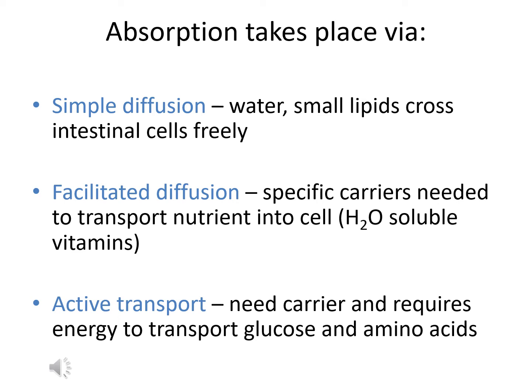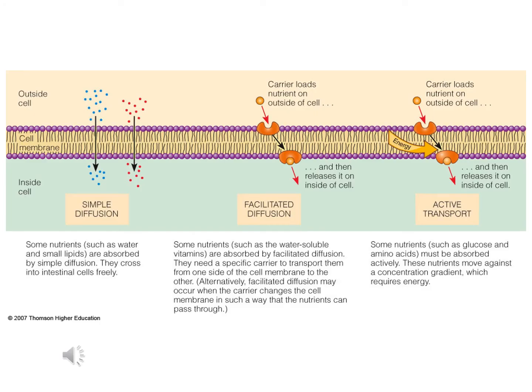The third method is known as active transport, which is more complicated. Besides needing a specific carrier to take the nutrient across, it also requires energy. And the nutrients which require active transport include both glucose as well as amino acids. Take a few minutes just to look at this particular slide, which gives you a really good visual of those absorptive processes of simple diffusion, facilitated diffusion, as well as active transport.